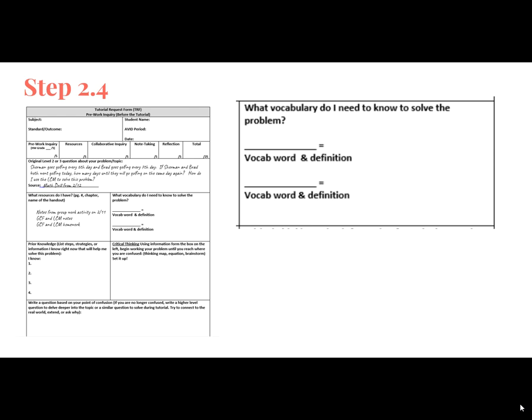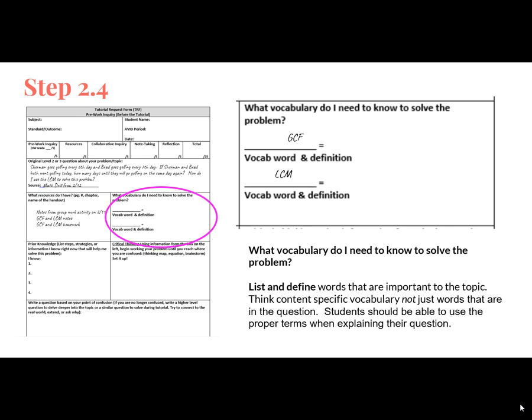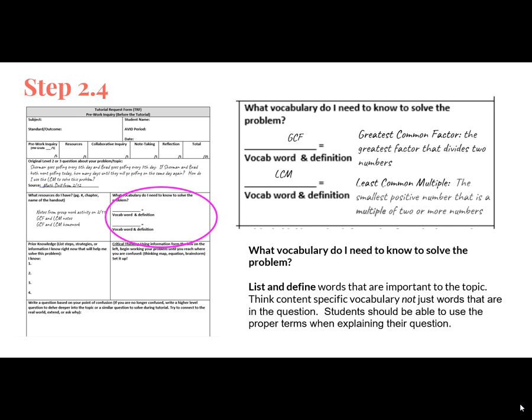The next step would be to identify specific vocabulary. The vocabulary is specific to the words or the jargon needed in that subject area. In this particular case, it would be GCF, greatest common factor, and LCM, least common multiple. So you want to list them and also define them. Sometimes students will get to this point and say, well, I don't know the definition. This is where they should go back to their resources, or they can even look up definitions.